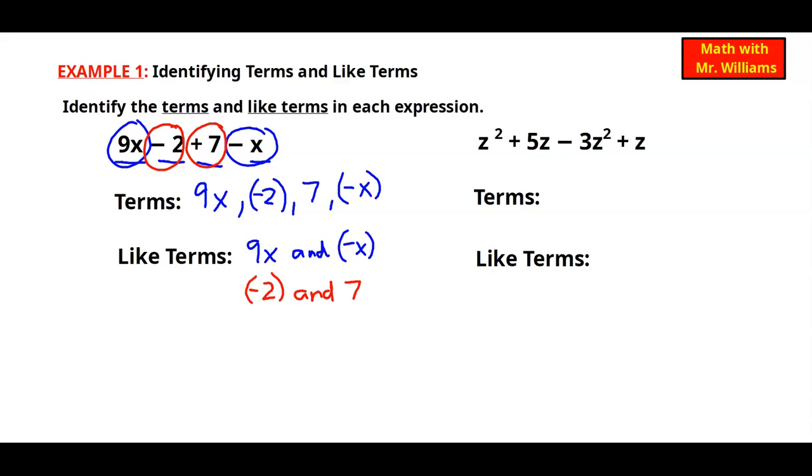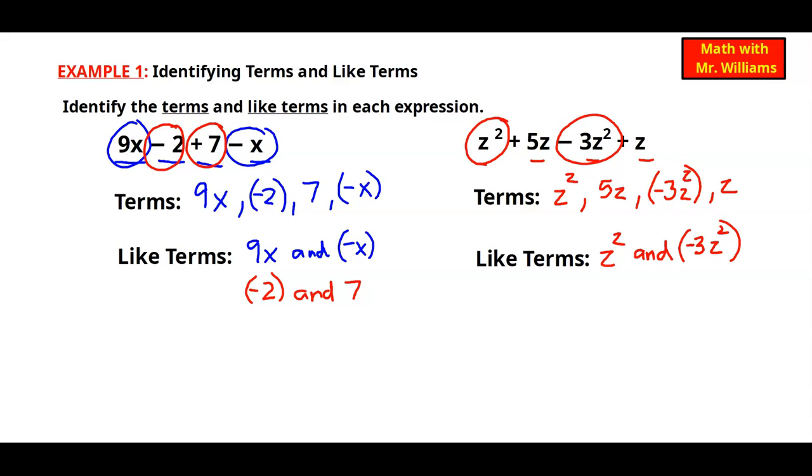All right, on to the second one, we have z squared plus 5z minus 3z squared plus z. So we have 4 terms here. Let's write those down. So we have z squared, 5z, a negative 3z squared, and a z. In those like terms, the first batch we're going to have is the z squared and the negative 3z squared. And the second batch we have are the 5z and the z by itself. Okay, and those are our like terms.